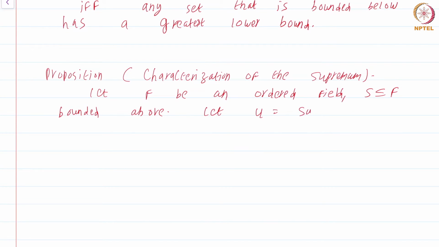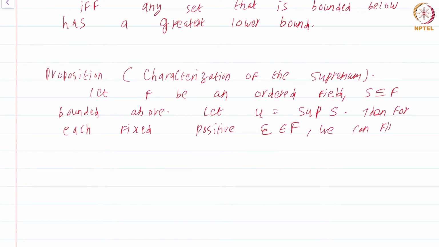Let U be the supremum of S. Then for each fixed positive epsilon coming from the field, we can find an element S in S such that U minus epsilon is less than S is less than or equal to U. Call this equation star.